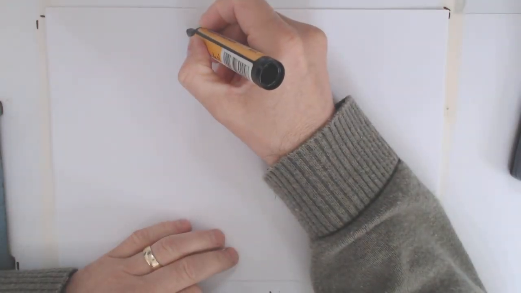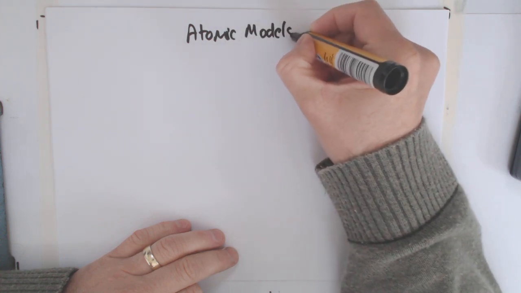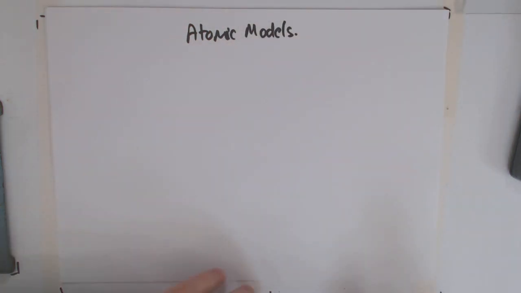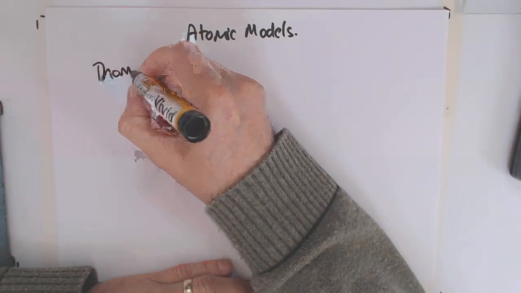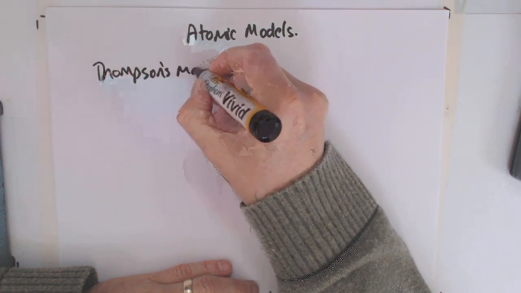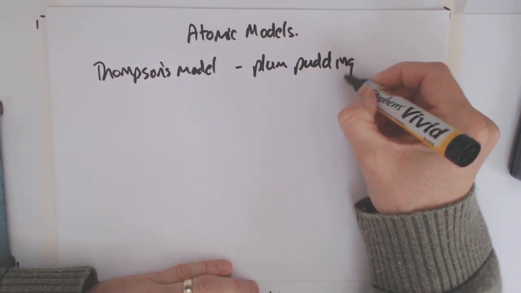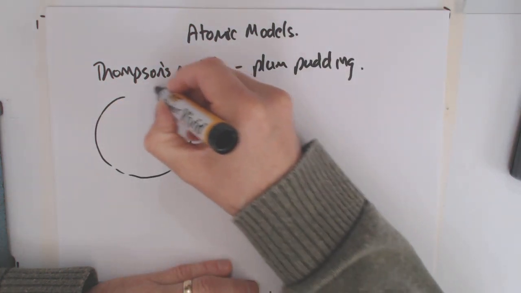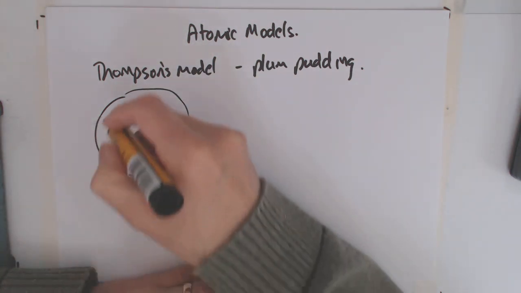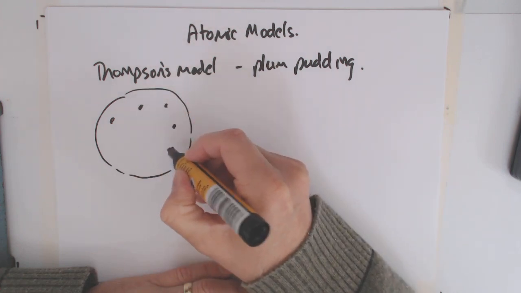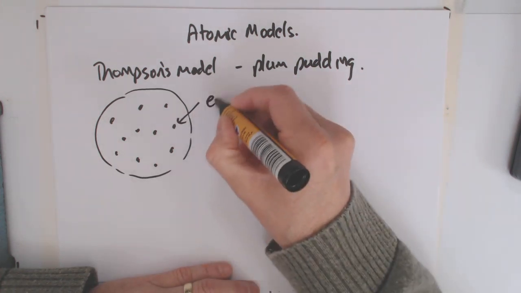Right, what I want to talk about here is atomic models, and primarily Rutherford's model. But let's just have a quick look at Thomson's model. This is the one you'll hear as the plum pudding, and it's called that because it visualizes the atom as like this circular spherical object with plum bits in it, or raisins or something like that. But what they actually were, were electrons.